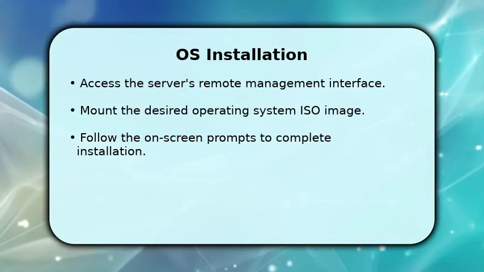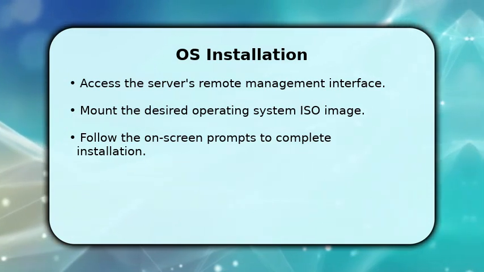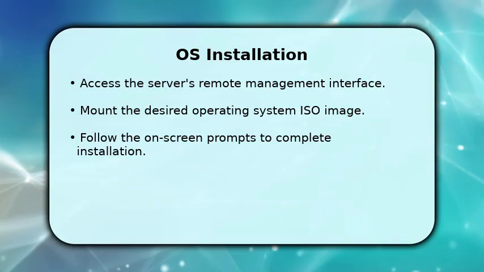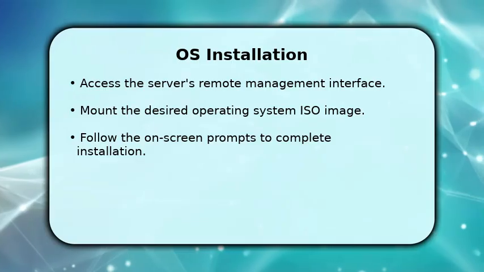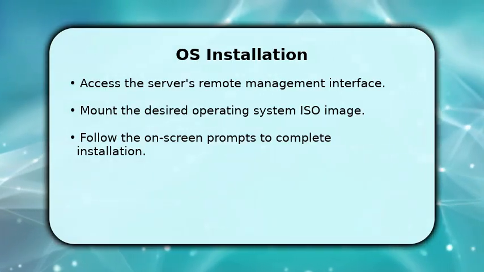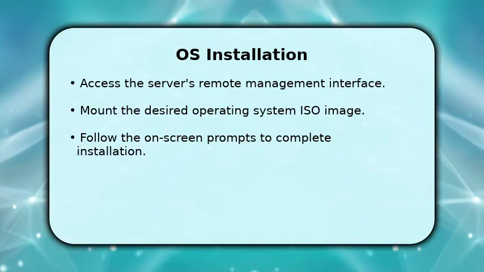Next, access your server's remote management interface, often a KVM over IP. From there, you can mount the operating system ISO image you wish to install. Carefully follow the on-screen prompts to configure partitions, user accounts, and other settings. This step is fundamental for getting your server operational and ready for use.